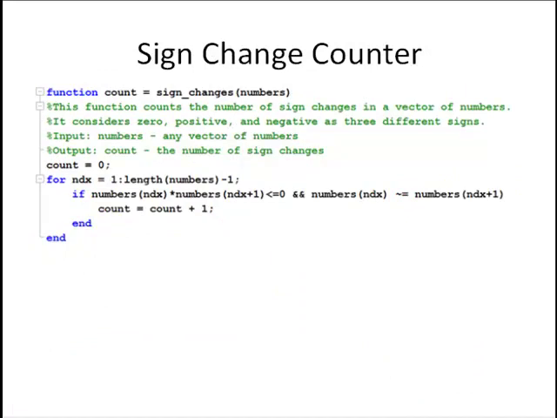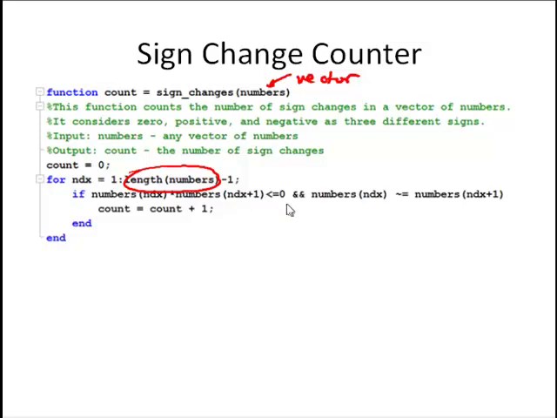This is a sign change counter. This example, which I have also uploaded as an M file for you to download and play with, counts the number of sign changes in a vector of numbers. It considers 0, positive, and negative as 3 different signs. The input here is a vector, and the for loop, again using the length to define the number of iterations. Now it's doing length minus 1, because we're going through each of the numbers, taking the element times the next element.